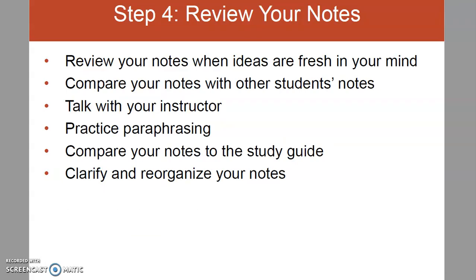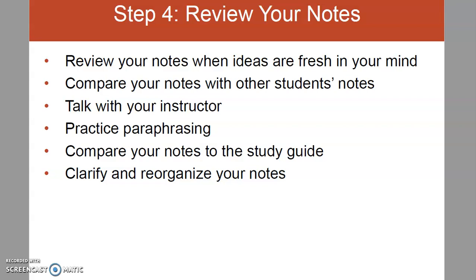The fourth step is to review your notes. The best way to do this is to review your notes immediately after class or immediately after reading. So in other words, right after you take the notes, you want to review the notes.